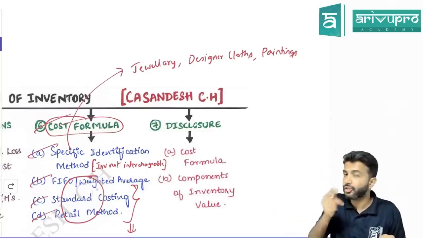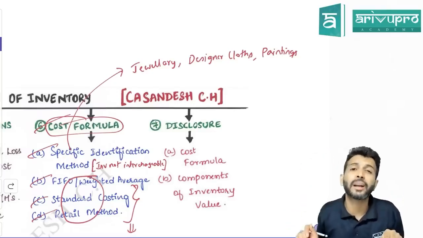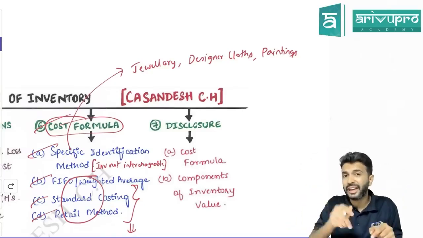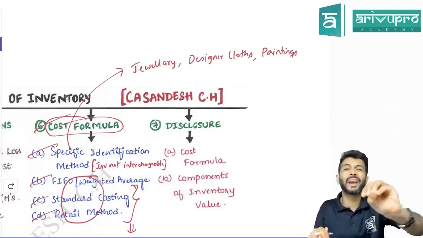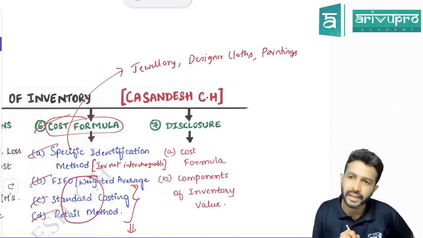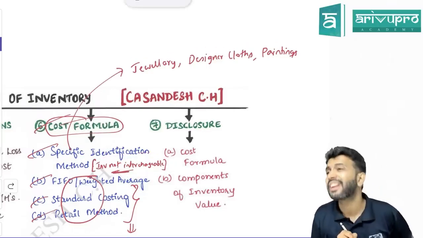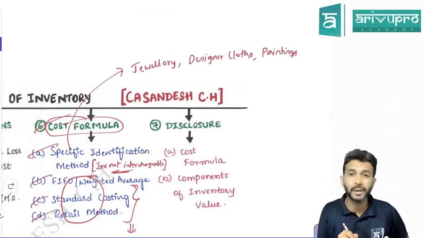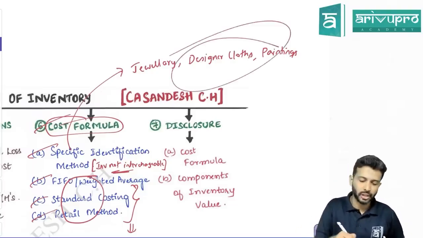Meaning if you have two paintings, you have to find out the cost of painting number 1 separately and the cost of painting number 2 separately. Similarly, the NRV of painting number 1 and painting number 2 you have to find out separately and do the separate valuation. Such valuation we call the specific identification method, which is primarily applicable when the inventories are not interchangeable, meaning they are not similar. So these are some of the common examples.